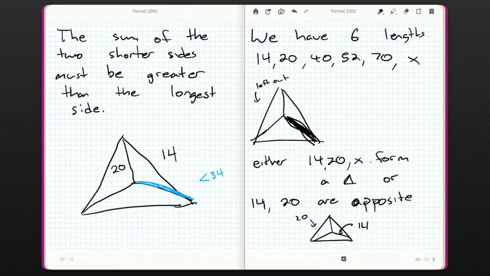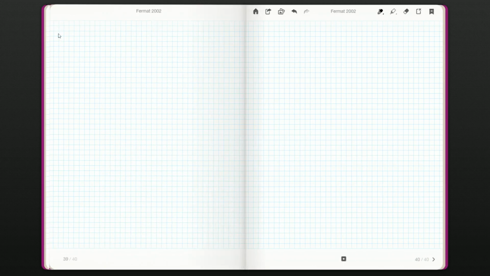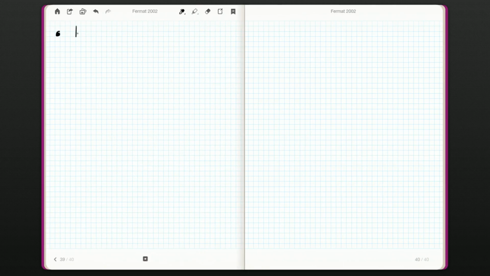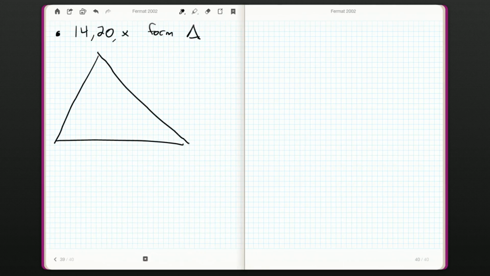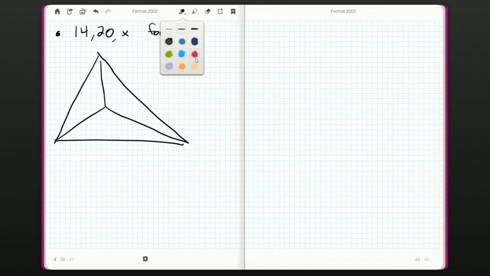So if we have 14, 20, and x, let's take a look at that first case. 14, 20, x form a triangle. Alrighty. So we'll draw a bigger tetrahedron because we're probably going to mess around with this one a little bit. I hope. So I'll say that 14 is here, 20 is here, and x is here.